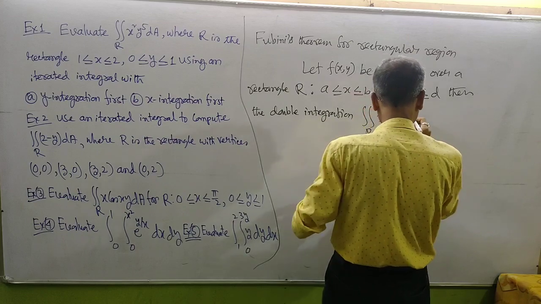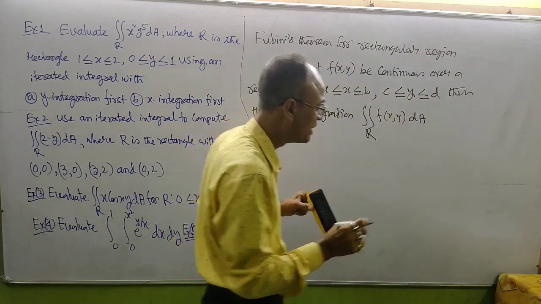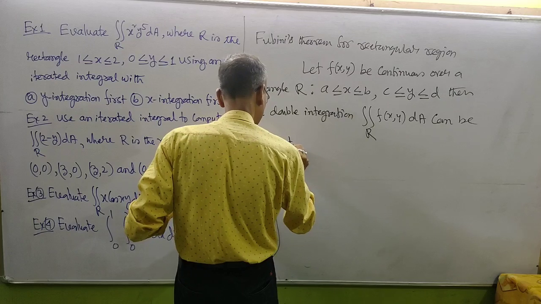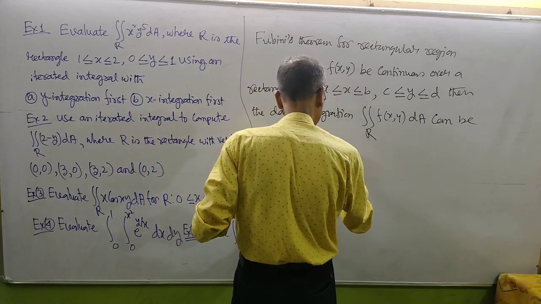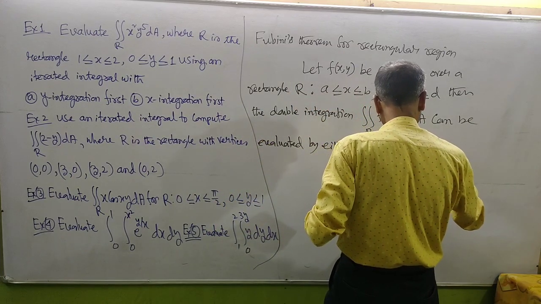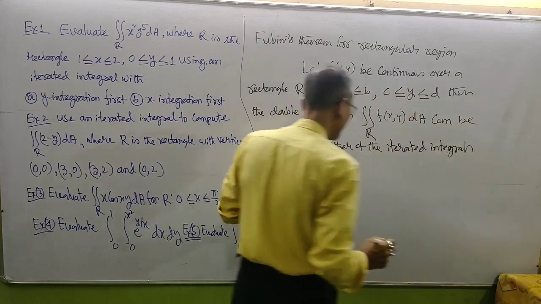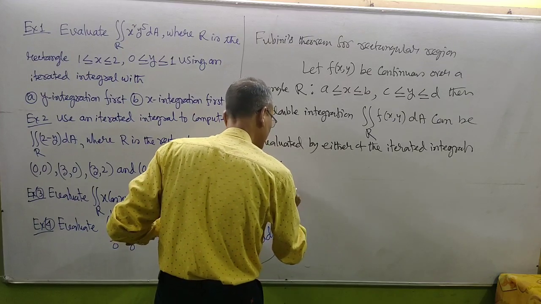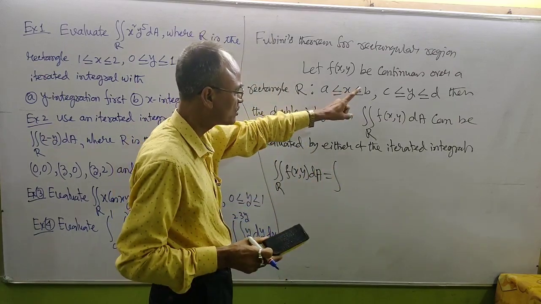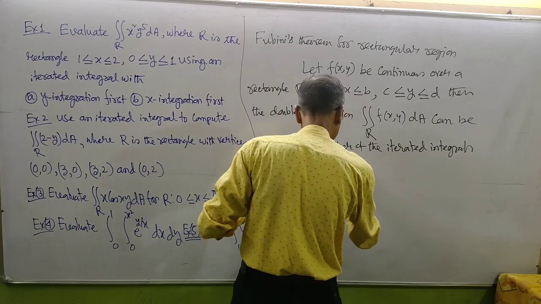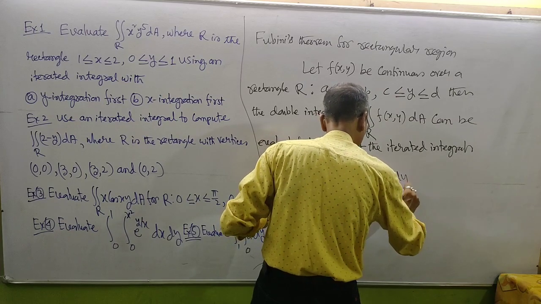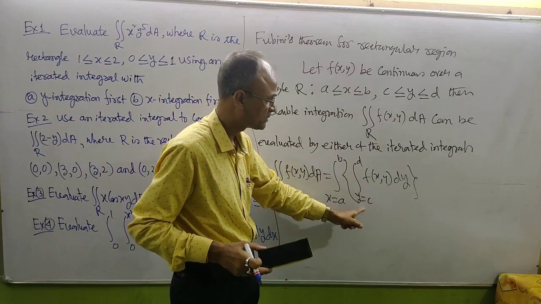f(x,y), it is continuous over the rectangular region R, can be evaluated by either of the iterated integrals. The double integration of f(x,y) dA, y integration first. Suppose x equal to a to b and y equal to c to d. First integrate f(x,y) with respect to y.